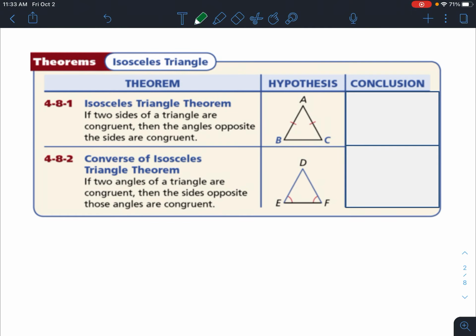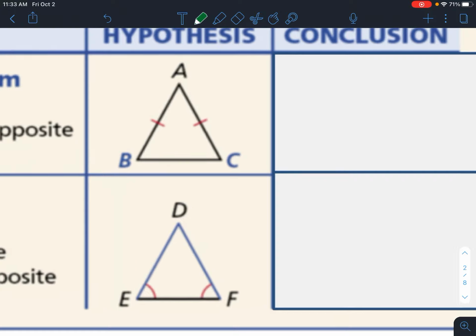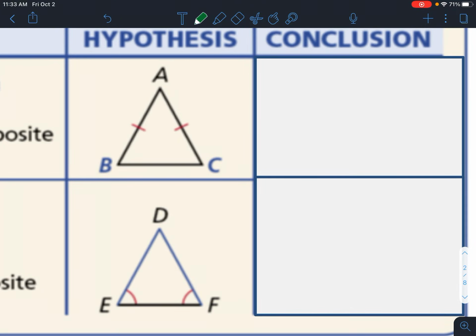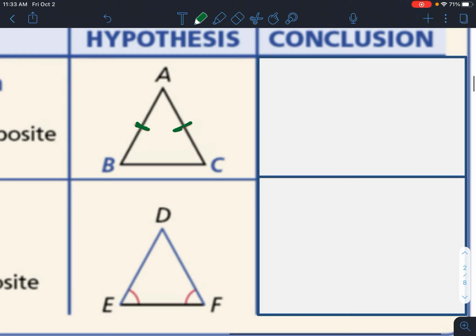Okay, here we have the isosceles triangle theorem and its converse. Basically, it was saying if you know a triangle is isosceles, not only are two sides congruent, but then we can also show that two angles are congruent. So in this triangle, if these two sides are congruent, the angles that are across from them are also congruent. So angle C is congruent to angle B.